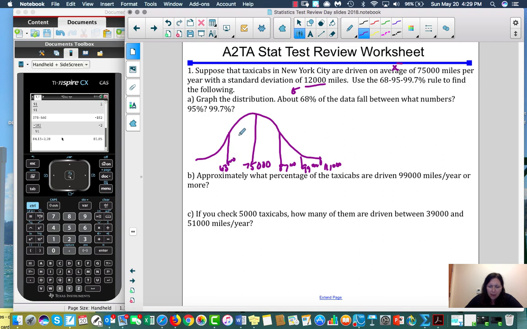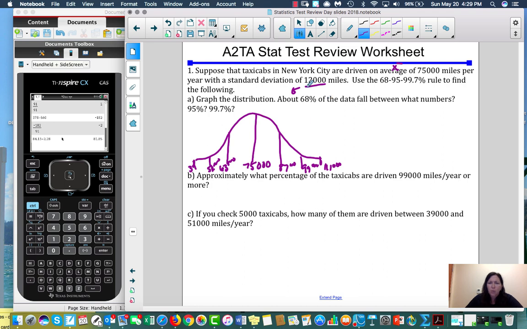Keep going, subtracting 12, so you have 52,000. Or is that 51? That's 51. Sorry about that. And then subtracting another 12,000 is 39,000.